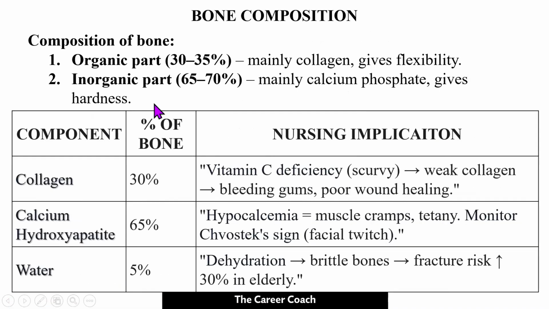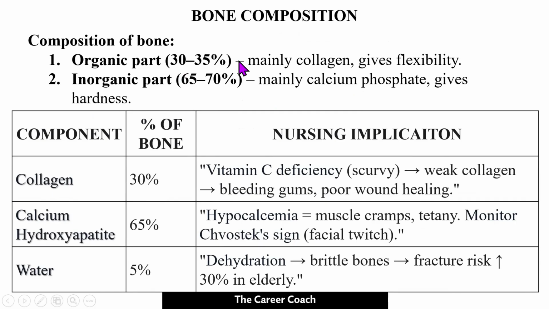Let's look at bone composition. The bone is majorly made of two compositions: organic part and inorganic part. The organic part of bone is made up of 30 to 35%, while the inorganic part of bone is made up of 65 to 70%.